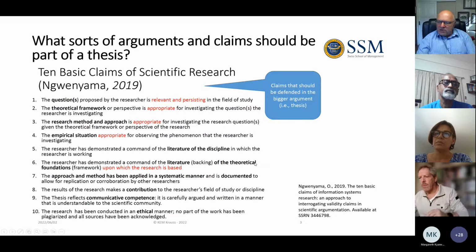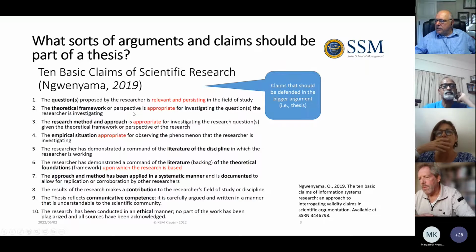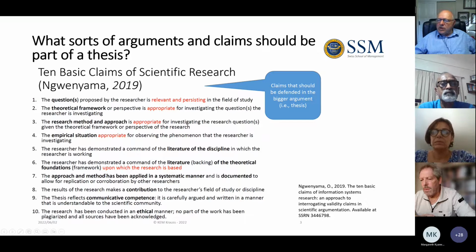So what sort of arguments or claims should be part of a thesis? This is according to Ngwenyama. You can see here that according to this researcher, these are the 10 basic claims of scientific research. The questions must be relevant and persisting in the field of study. The theoretical framework must be appropriate. The research method is appropriate. The empirical situation is appropriate for observing the phenomena and so forth. The researcher has demonstrated command of the literature, of the theoretical foundations and framework upon which the research is based.